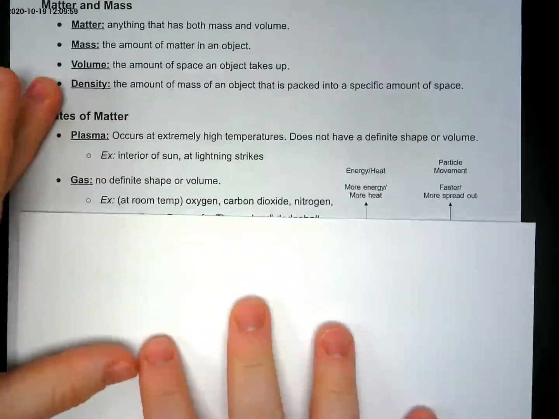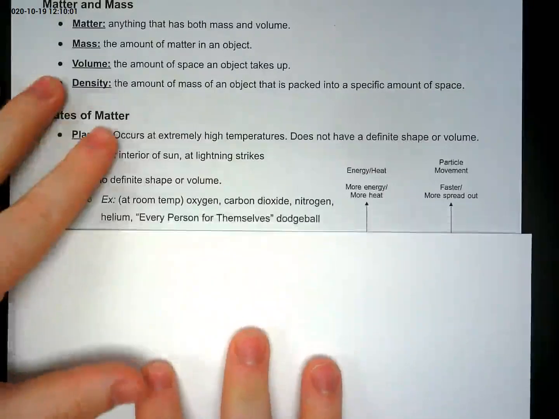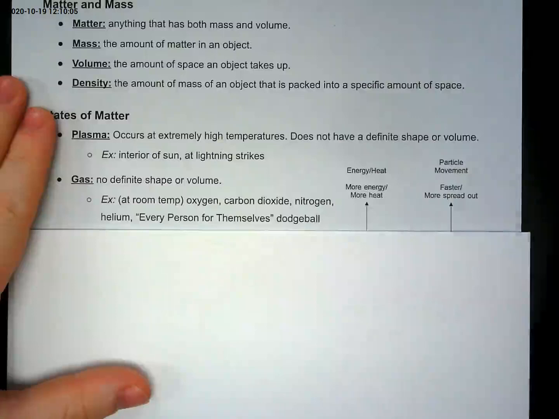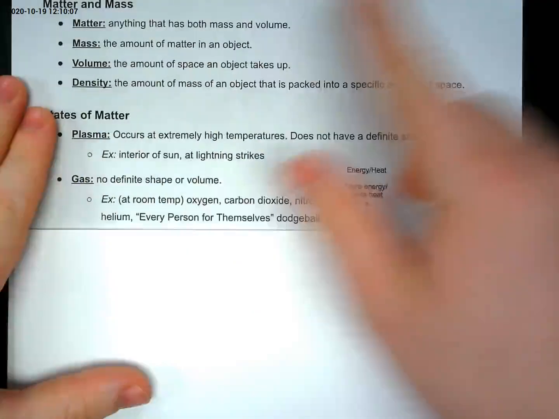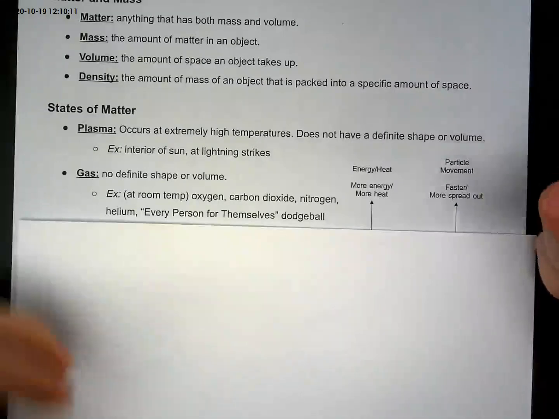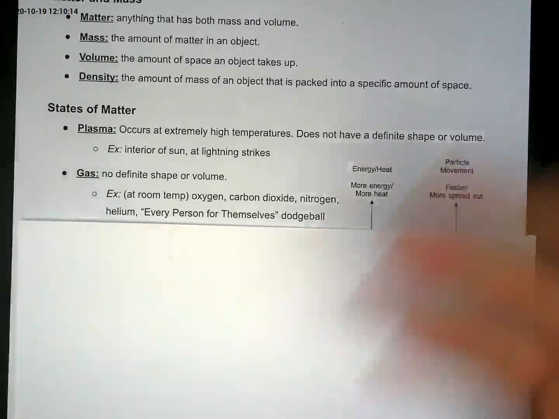So examples of gas at room temperature: that's oxygen, carbon dioxide, nitrogen, helium, floating around, bouncing against the walls, atoms just kind of floating around. There's a lot of space between the atoms. We should remember this. And they're just kind of floating around, okay?